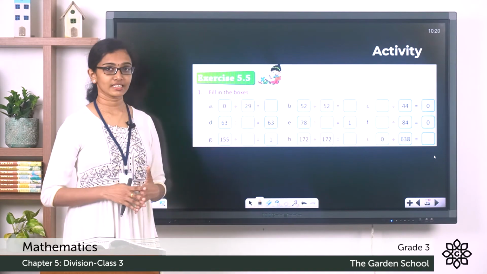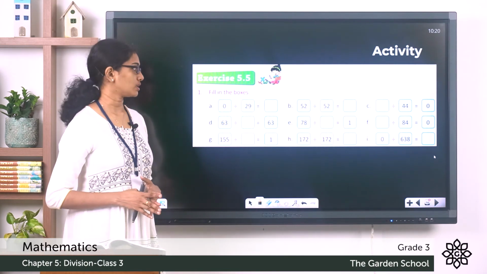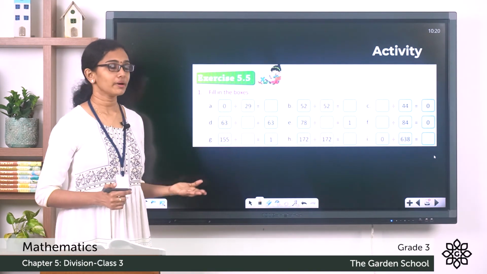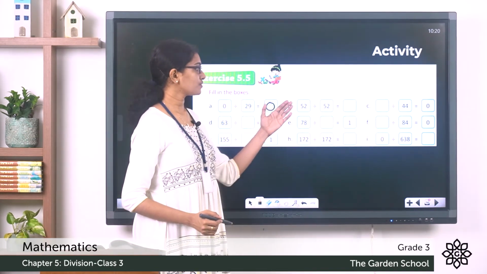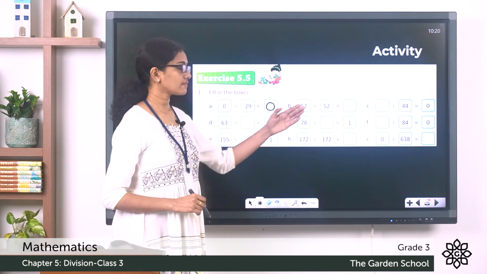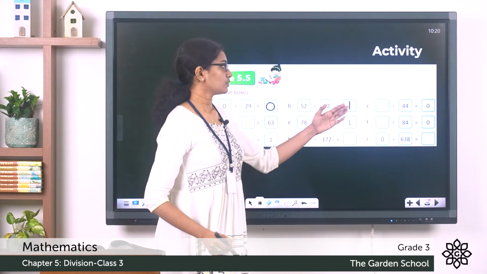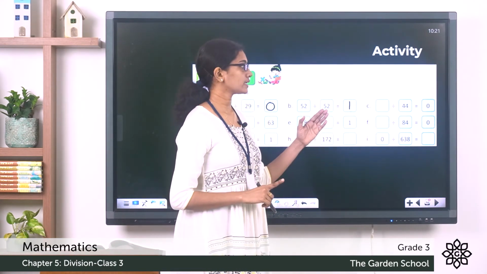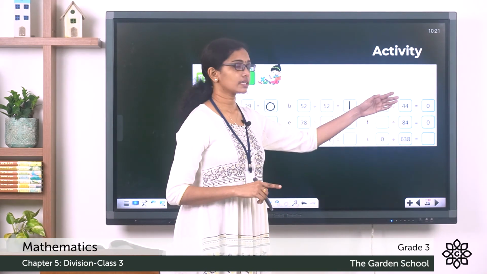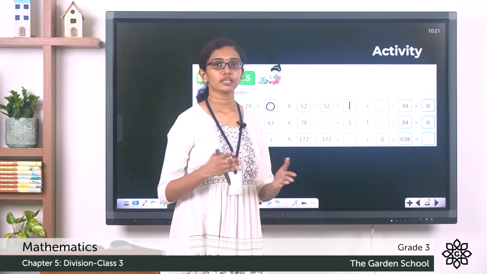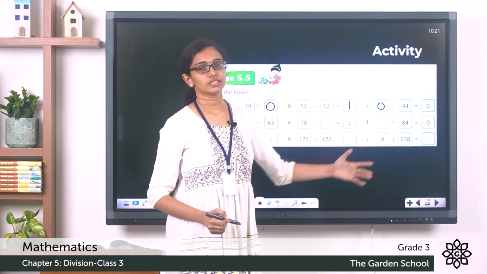Now let's discuss the answers. The first one, A, 0 divided by 29 is equal to 0, since 0 divided by any number is equal to 0 itself. Now B, 52 divided by 52. A number divided by the number itself. What is the quotient? It is 1. Now C, dash divided by 44 is equal to 0. For the quotient to be 0, whatever the divisor is, the dividend should be 0 itself. 0 divided by any number is equal to 0.